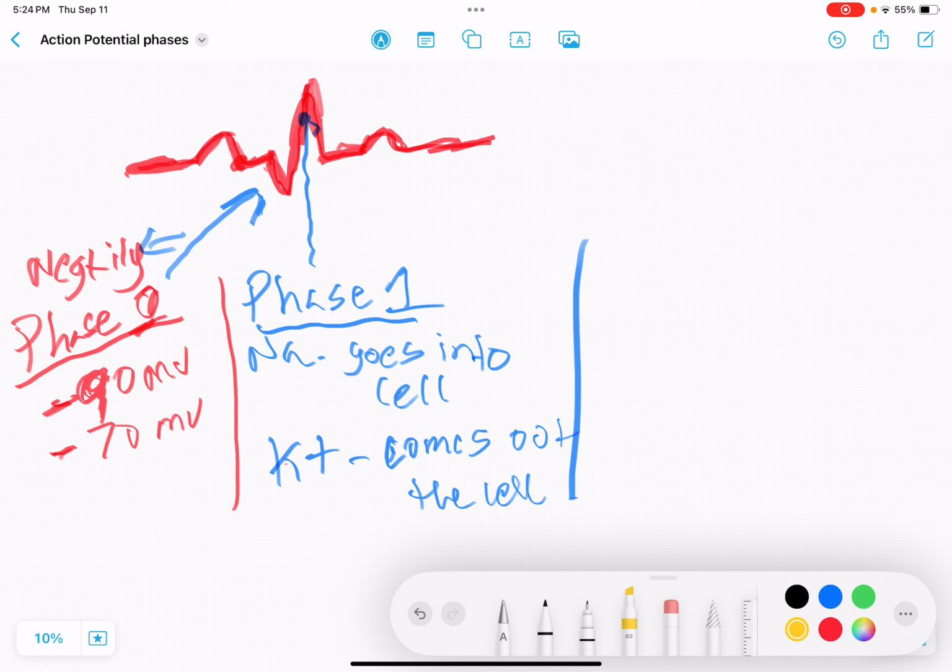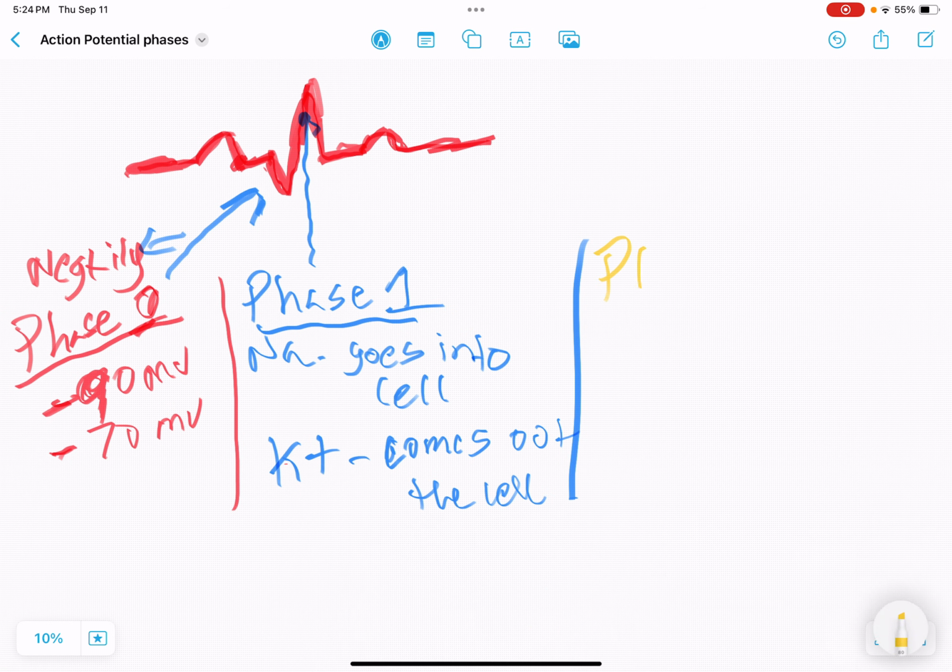Okay, so now we move into phase 2. I wrote it in yellow. Why? Because what does yellow mean on a stop sign? Slow down. So in phase 2, what's also coming in? Sodium comes in, and which one is the sneaky one? Calcium is a little slow, a little nonchalant, and that one is the plateau phase. Plateau phase, there you go.